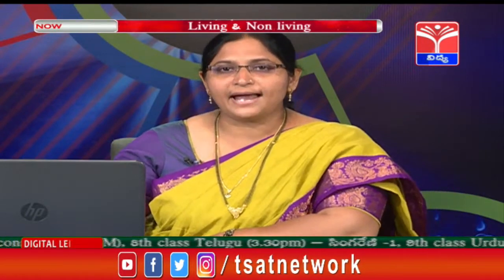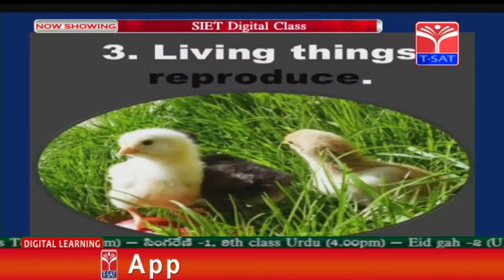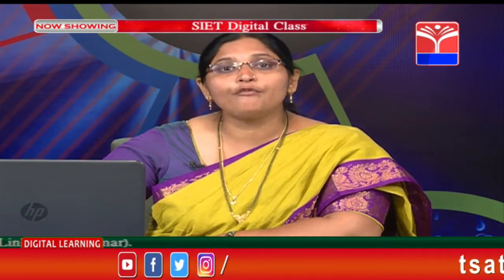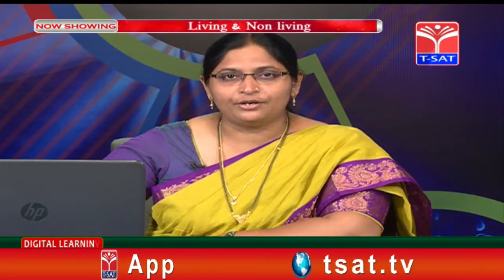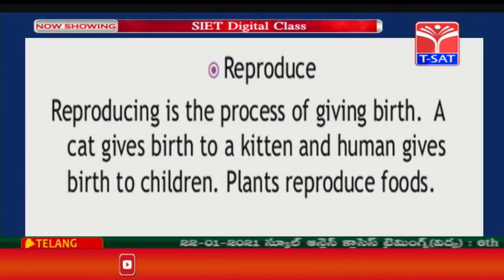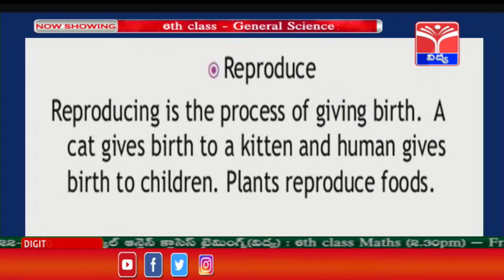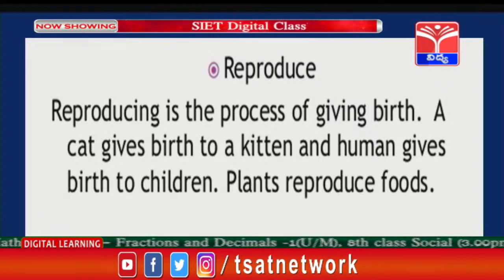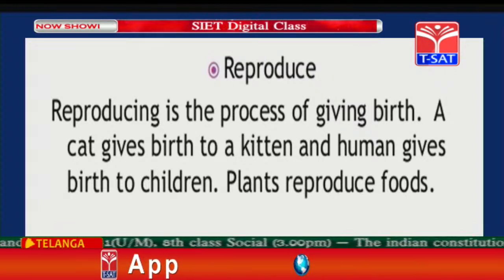Now, see the next characteristic feature, that is reproduction. What do you mean by reproduction? Here living things will reproduce. Reproduction means nothing but the ability of an organism to produce young ones of the same species. They give birth to babies, that is called reproduction. So, see children, reproducing is the process of giving birth. A cat gives birth to a kitten, a human being gives birth to children, plants reproduce and produce small plants also, isn't it? They also produce the foods.